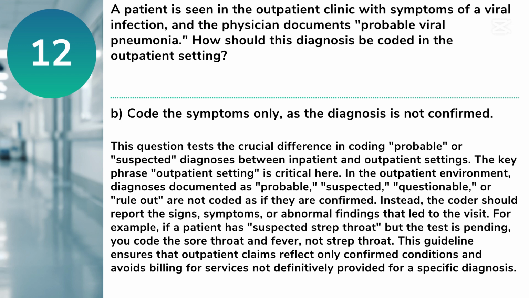Answer B. Code the symptoms only, as the diagnosis is not confirmed. This question tests the crucial difference in coding probable or suspected diagnoses between inpatient and outpatient settings. The key phrase outpatient setting is critical here. In the outpatient environment, diagnoses documented as probable, suspected, questionable, or rule out are not coded as if they are confirmed. Instead, the coder should report the signs, symptoms, or abnormal findings that led to the visit.